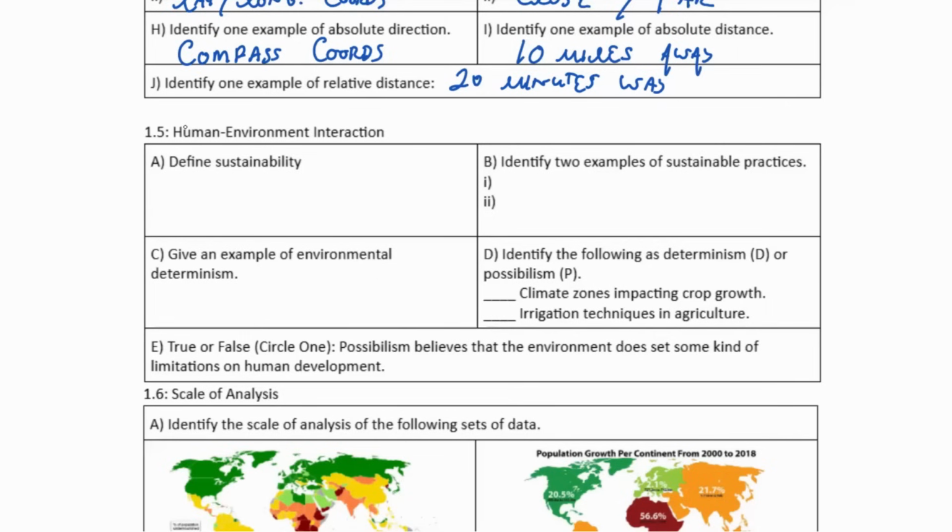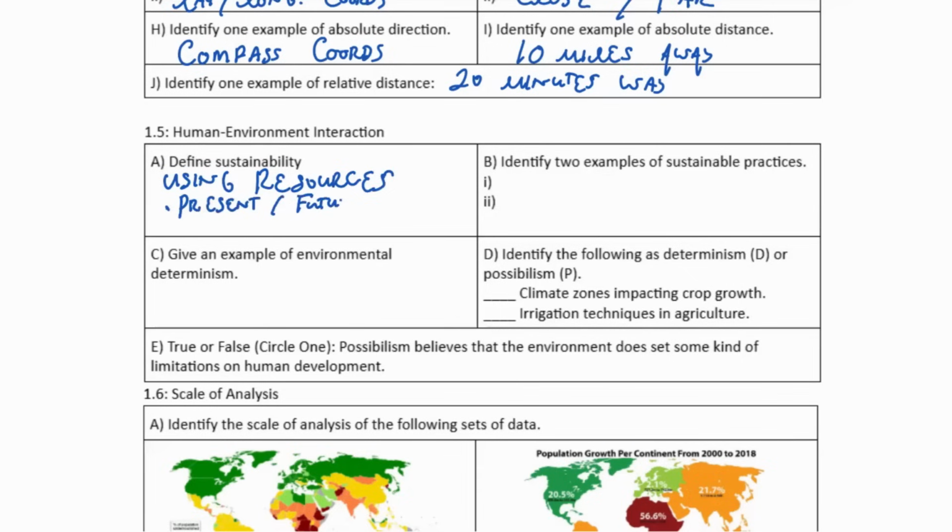All right, enough of me rambling. Let's move on to human environment interaction here. So we're gonna define sustainability here. So what this means is that we are using resources, not human resources. No, we're not using humans. We are using Earth's resources, water and oil and food like fish and that sort of thing, using resources that meets the needs of the present. So we're meeting the needs of the present and of the future generations.